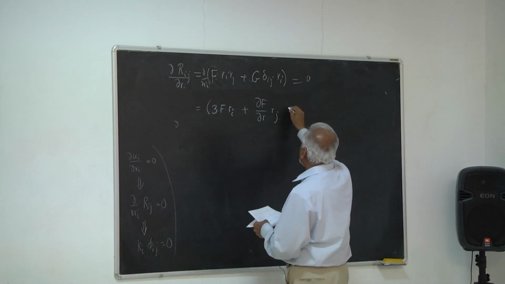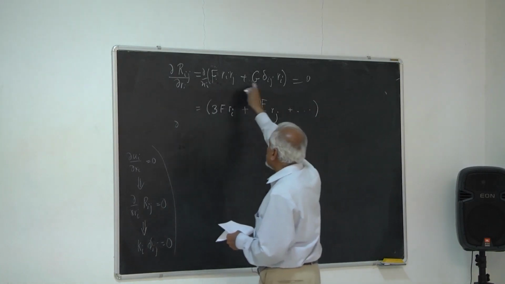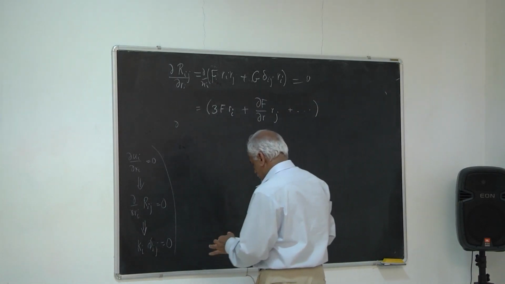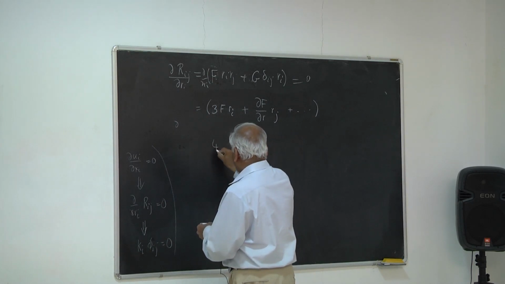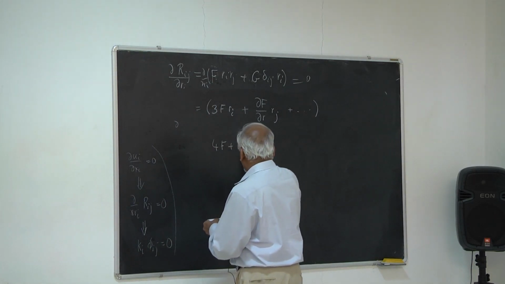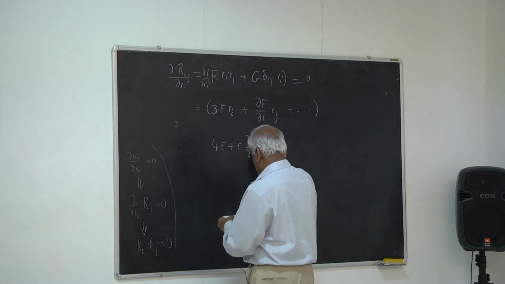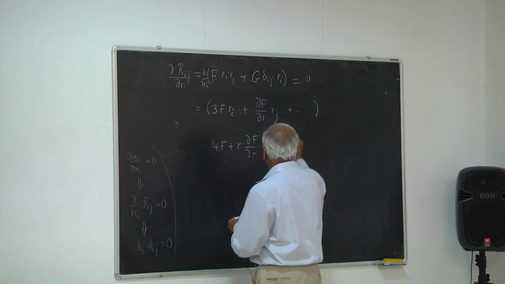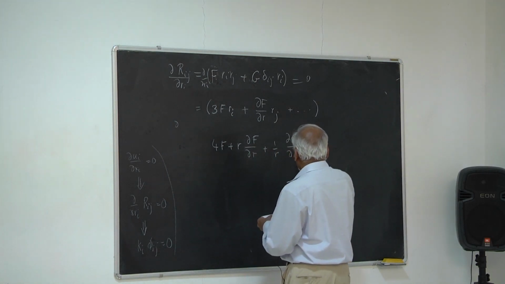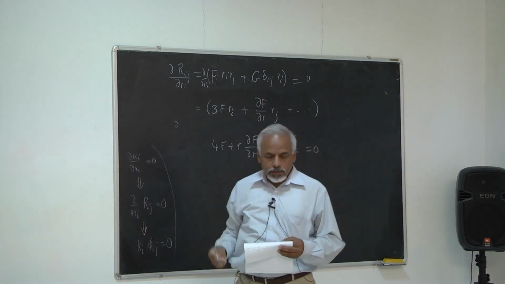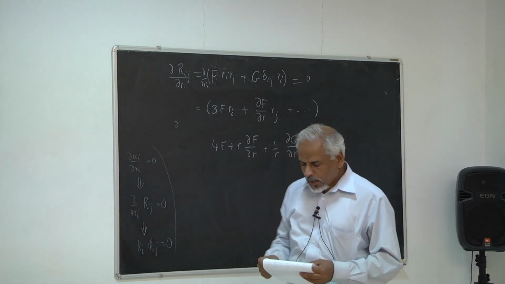You know, like that, you do the whole thing. Somehow you have to sit down and do it correctly, and what I will get is 4f plus r df/dr plus 1 over r dg/dr. This is equal to 0. So you have to try it out. I think it's a good exercise for you to do it.